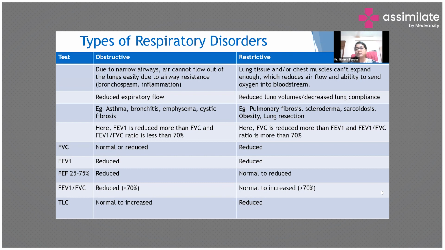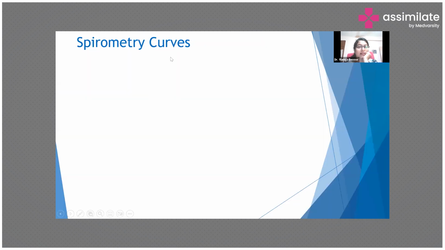So this is the main difference between an obstructive and a restrictive disease. In an obstructive disease, the ratio is less than 70 and FEV1 is reduced more. In the restrictive disease, the ratio is more than 70 and FVC is reduced more. That's what I've put in the table as well. FEV1 will be normal to reduced in obstructive, but it will be reduced in restrictive. It's the same thing I've just explained. We'll look at some examples later.